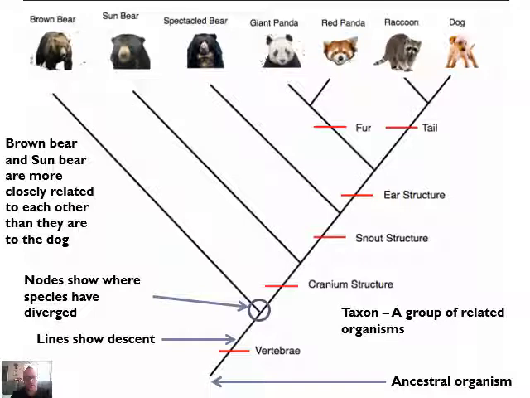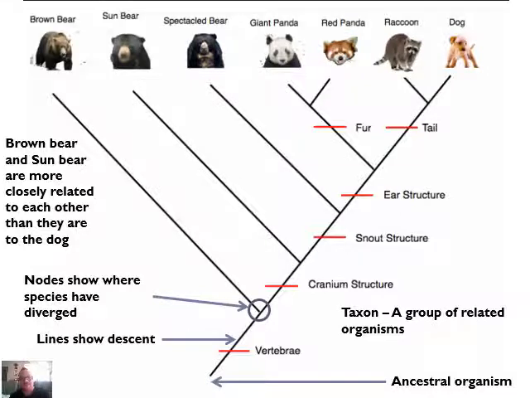So the line shows the descent, or how the organisms changed over time, and the nodes show where species have diverged. So something has happened that has caused it to change in such a way that it's become a brand new species, and it goes off of that particular line or lineage as a whole. So the brown bear and sun bear are more closely related to each other than they are to the dog. The dog is on the far right-hand side, and you can see that there's been a whole bunch of these little red lines which indicate that something has changed over time.